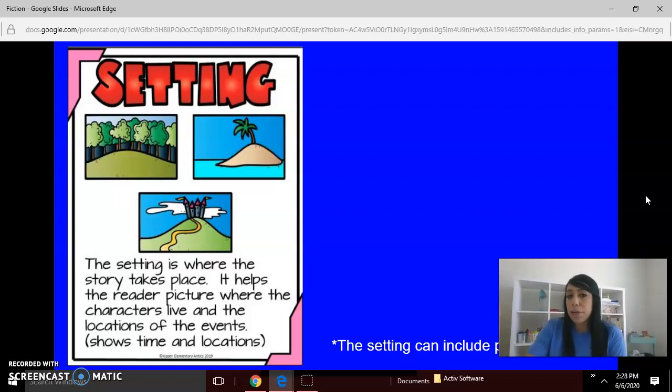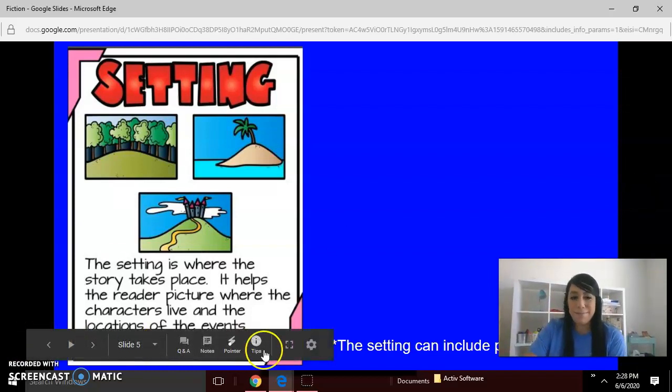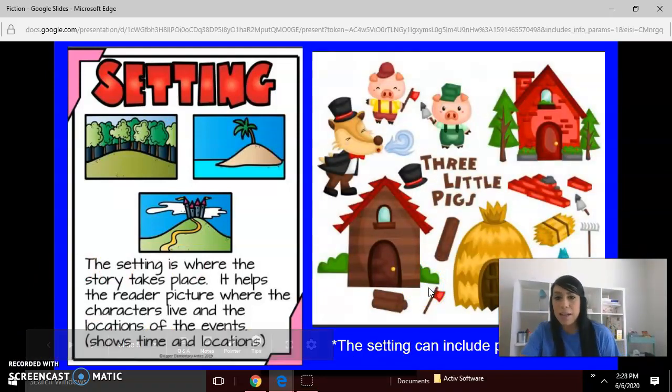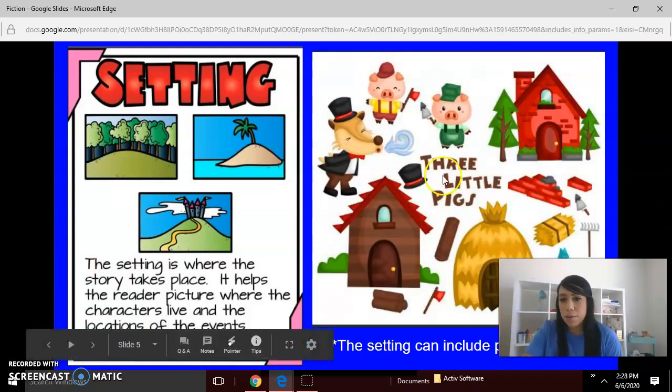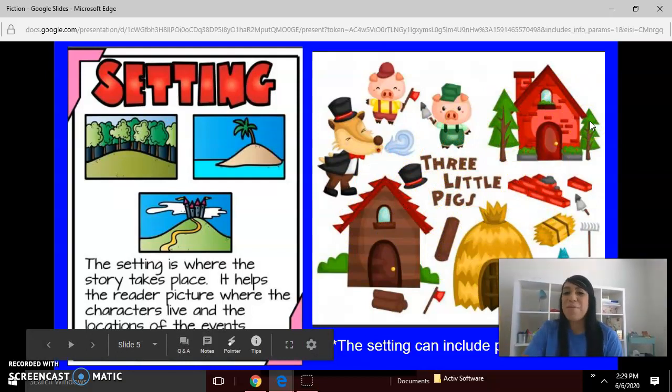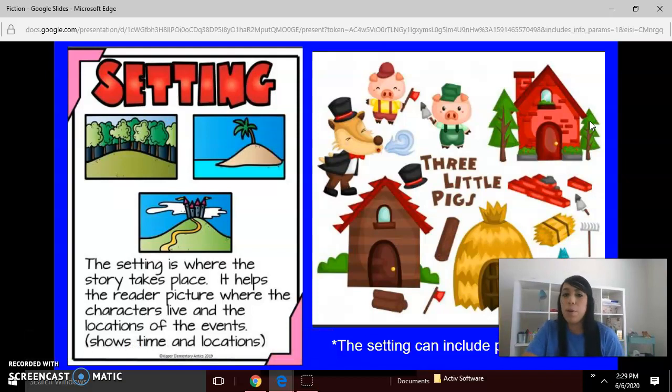So just as we did for characters, I want you to take a second and think about the 3 little pigs, and think about where was their setting. Where did it take place? Where was it at? And what time was it? Yes, if you guessed that it took place in the 3 houses. Now, if we look at these 3 houses, would they belong in a city or a farm? Yes, a farm. They would belong on a farm. So we're going to go with farm.